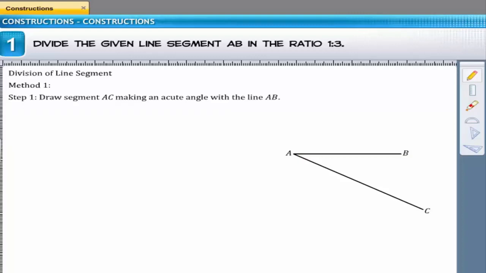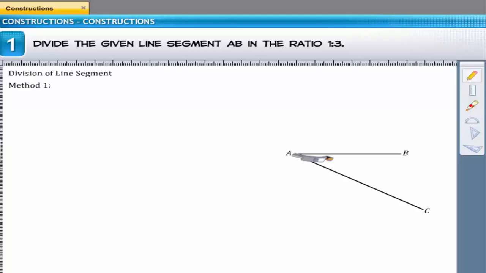Now, you have to mark a few points at an equal distance from each other on AC. The number of points depends on the ratio in which you have to divide the given line segment. If the ratio is x:y, the number of points is x plus y. Here, the given ratio is 1:3, so the number of points you will mark on AC is 1 plus 3, which is equal to 4. Now, open the compass to any small convenient length.